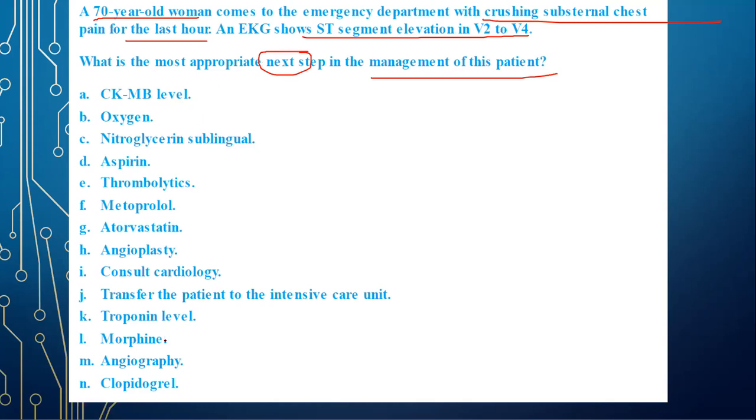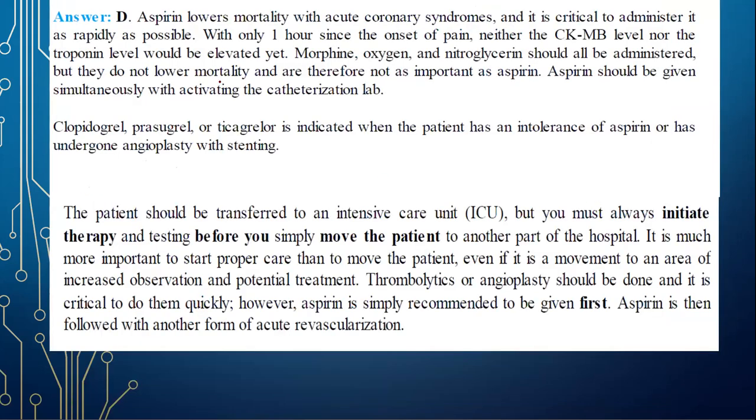Now, obviously, you can think about giving morphine first, but remember, for any patient having cardiac chest pain, that is the only time you should think about giving aspirin first. And just after giving aspirin, you should send this patient as soon as possible to the catheter lab for PCI. So the next option should be aspirin. As they ask next, it should be aspirin first. See, the answer is D.